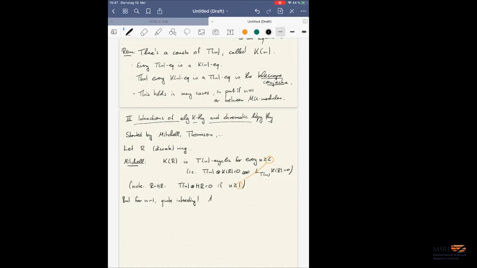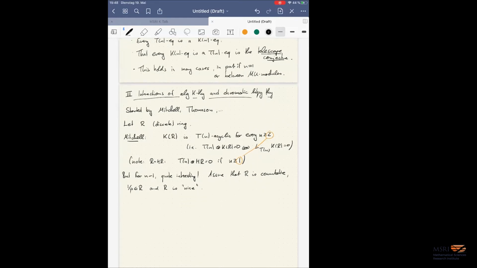So assume that R is commutative, that p is invertible in R, and R is nice. I don't want to state this precisely, but these are very mild conditions. We don't ask for regularity or something like this, just very mild conditions I'm talking about.